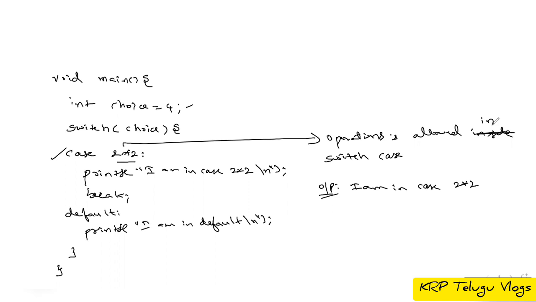Is that clear, everyone? Understood? Yes, sir. Everything is allowed. Operation means addition, subtraction, multiplication, everything is allowed in switch.